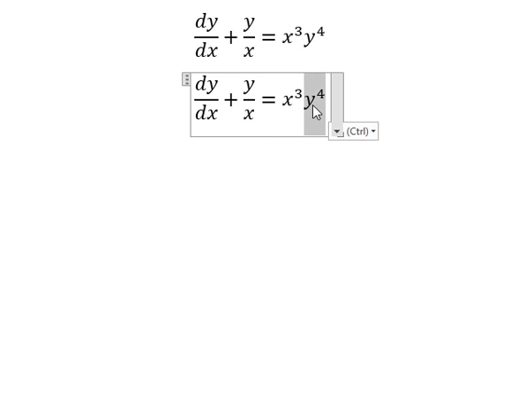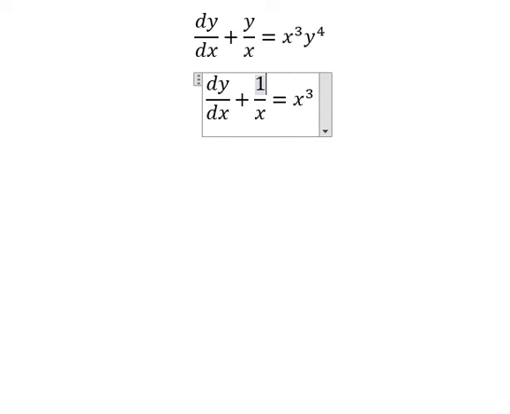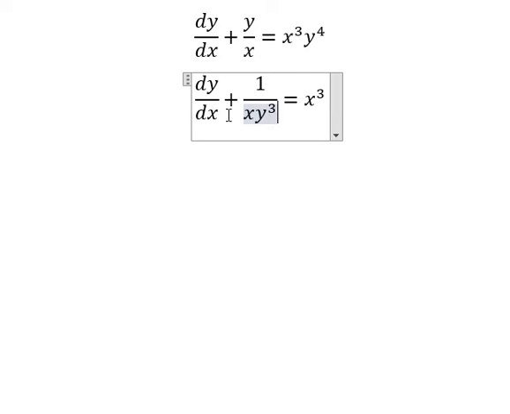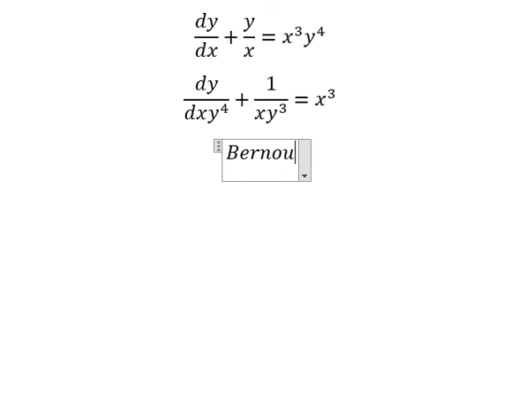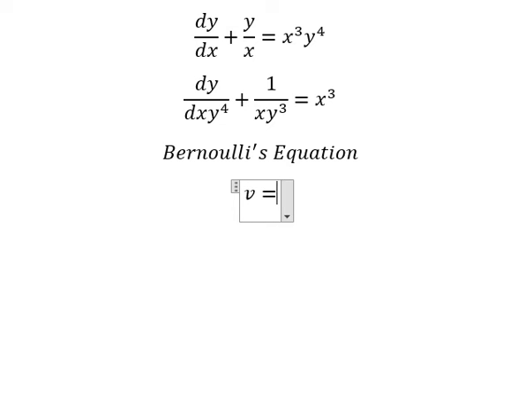We need to divide both sides by y to the power of 4, and we have it like this. So we have 1 over y to the power of 3 and dy over dx over y to the power of 4. So in this one, we can use Bernoulli's equation. So I will put v equals 1 over y to the power of 3.